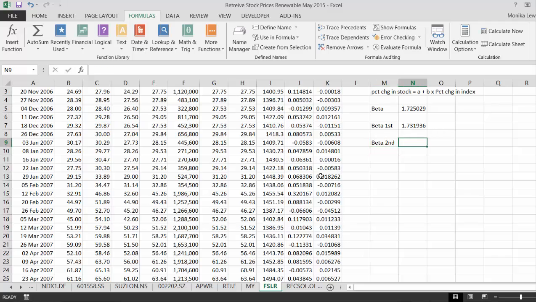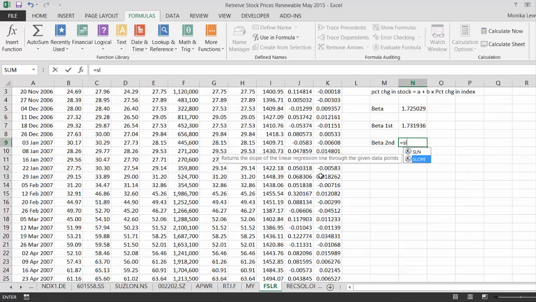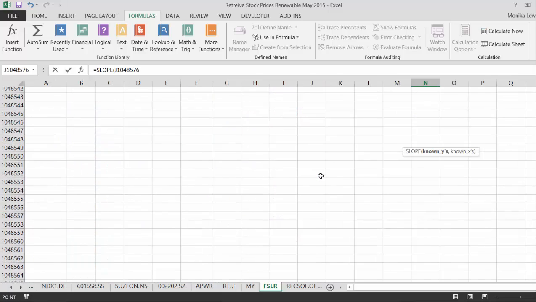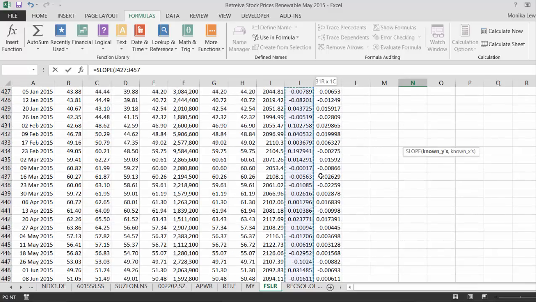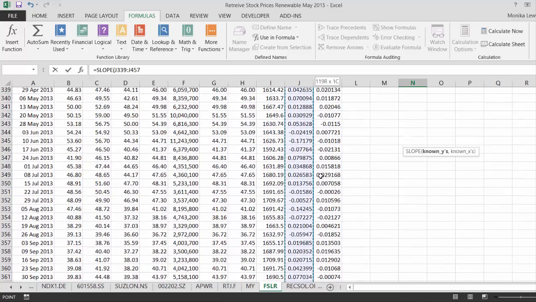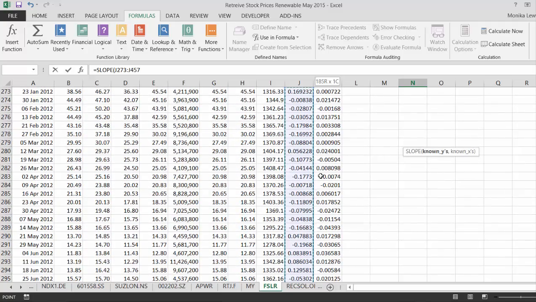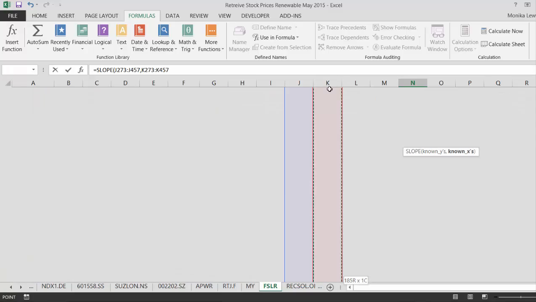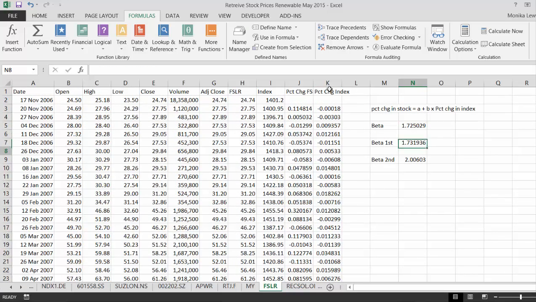Let's do the same thing, equal beta, equal slope, and we go down to, okay, how about we'll stop there, and we do that one, and then it's a pretty big difference, 2.06. So that's how to compute beta.